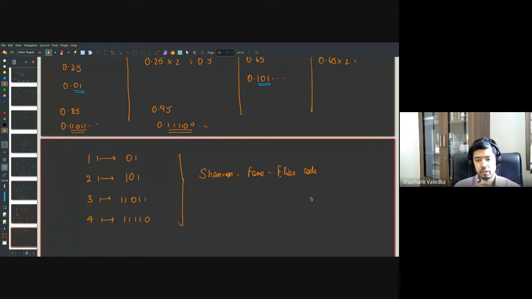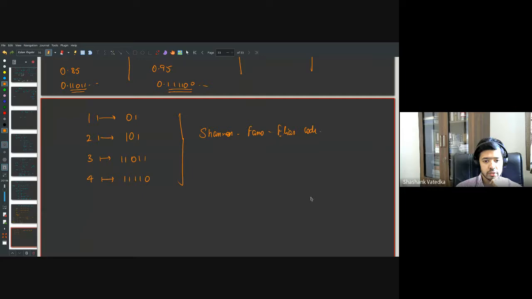Right? So this is the Shannon-Fano-Elias code, and so let's take a step back and think about it. Is this code prefix free? Yes, it is prefix free. No code word is a prefix of any other code word. So that is good, at least for this example. I've not made any general statements here. So this is a prefix free code.